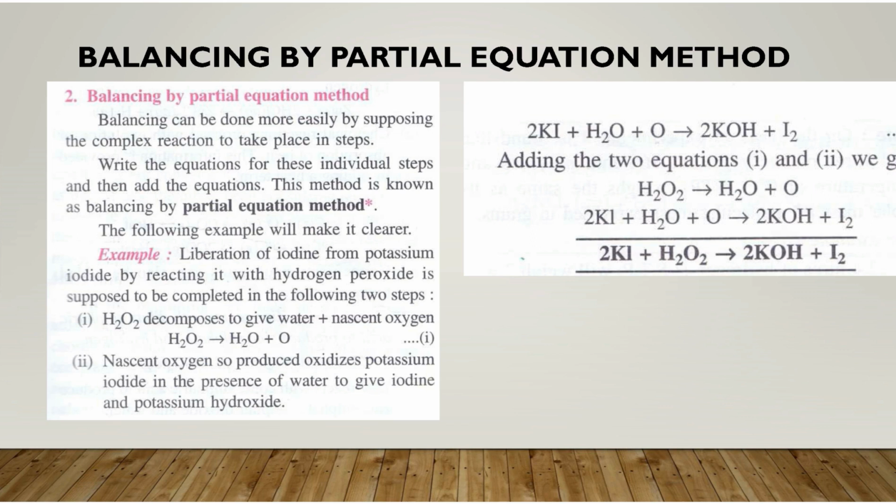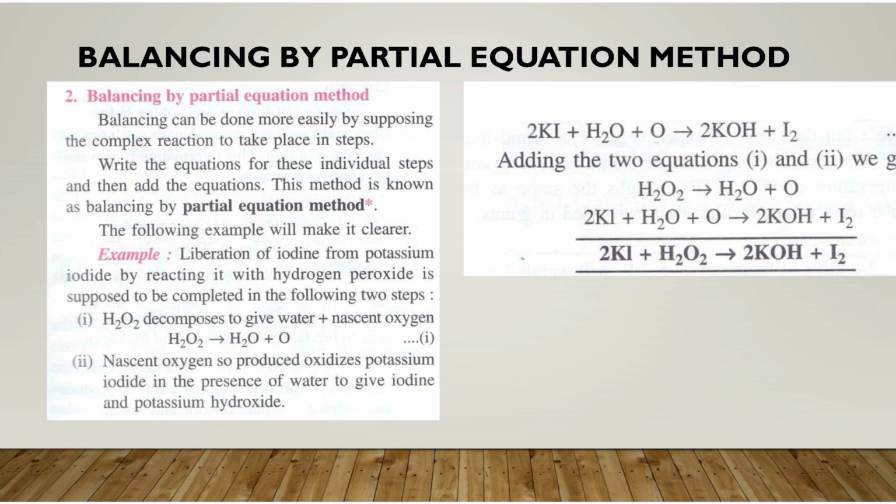Here I am giving you an example and this will make it clear. The example is the liberation of iodine from potassium iodide. This means potassium iodide is the reactant and iodine is the product. Iodine is liberated from potassium iodide by reacting it with hydrogen peroxide. So this is the reaction. First we split the reaction into two simpler reactions.